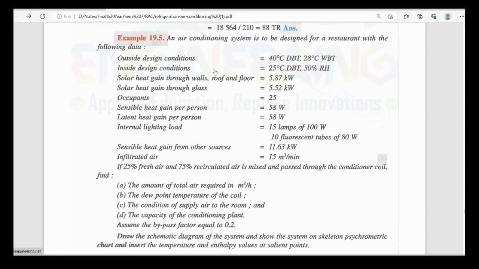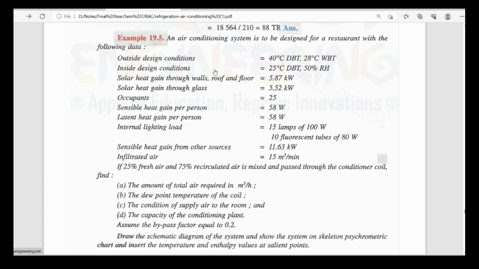So hello guys, welcome to our new video in the series of psychometric based numerical. In this video, we will see another example of a numerical based on the psychometric chart. In this video, we will see how the different parameters can be calculated for the air conditioning system design. So now we have taken one problem. We will see its explanation.